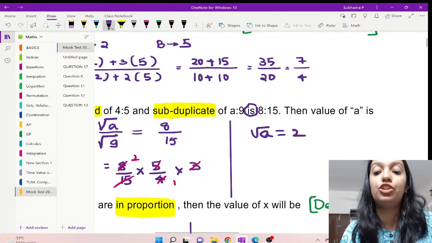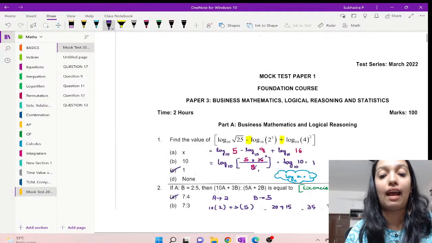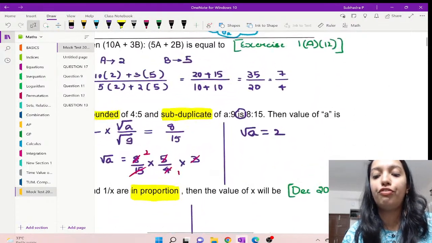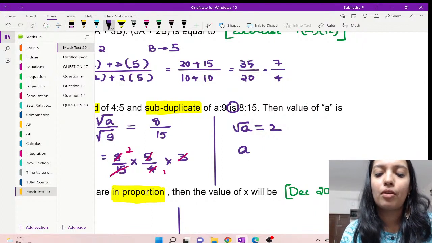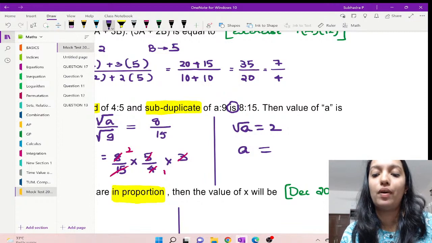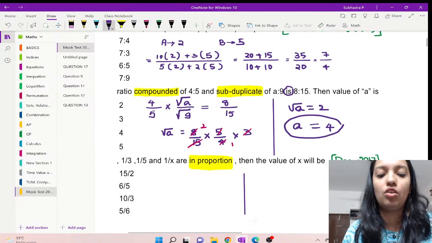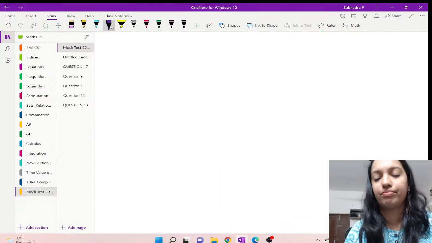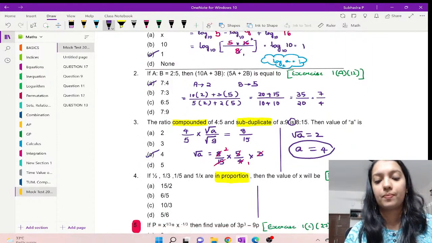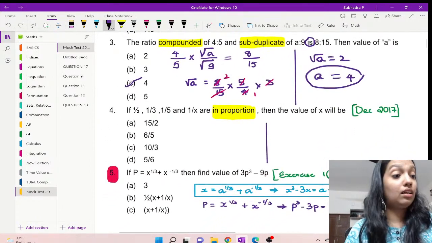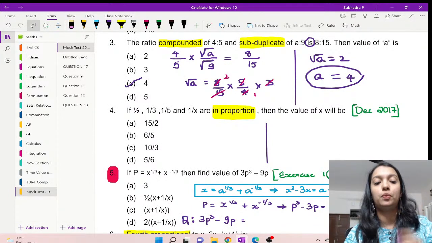Have they asked in the question root A or find value of A? They have asked you to find value of A and not root A. So how do you find A now? Just square both the sides. So root A square will give you A. 2 square will give you 4. So value of A is equal to 4 and correct option is option 3, option C. Hoping that all of these questions that I discussed till now is clear. Going ahead for fourth question.